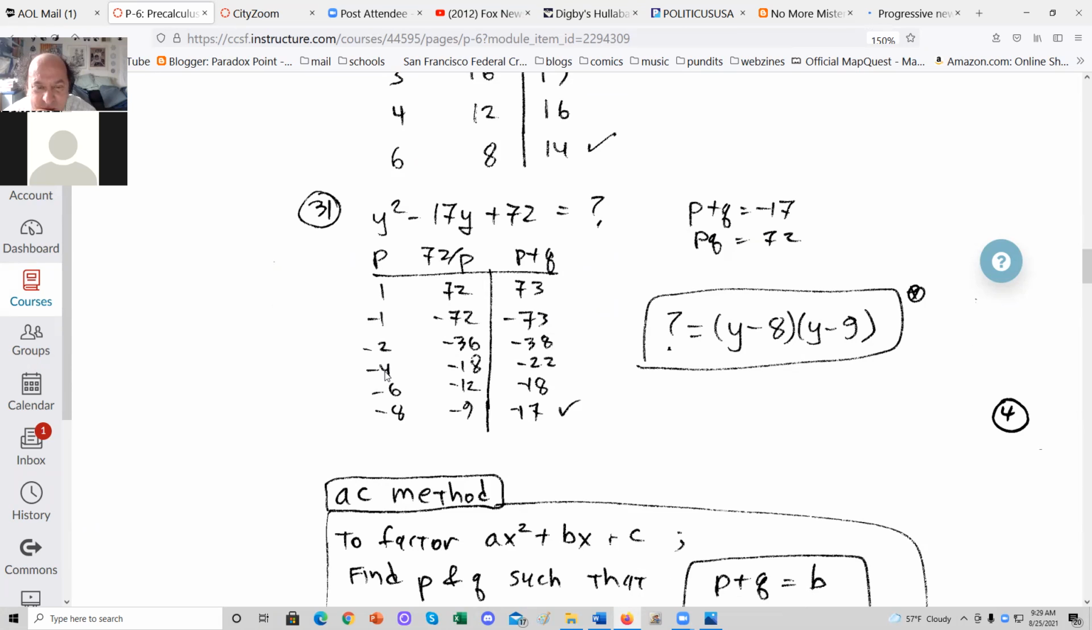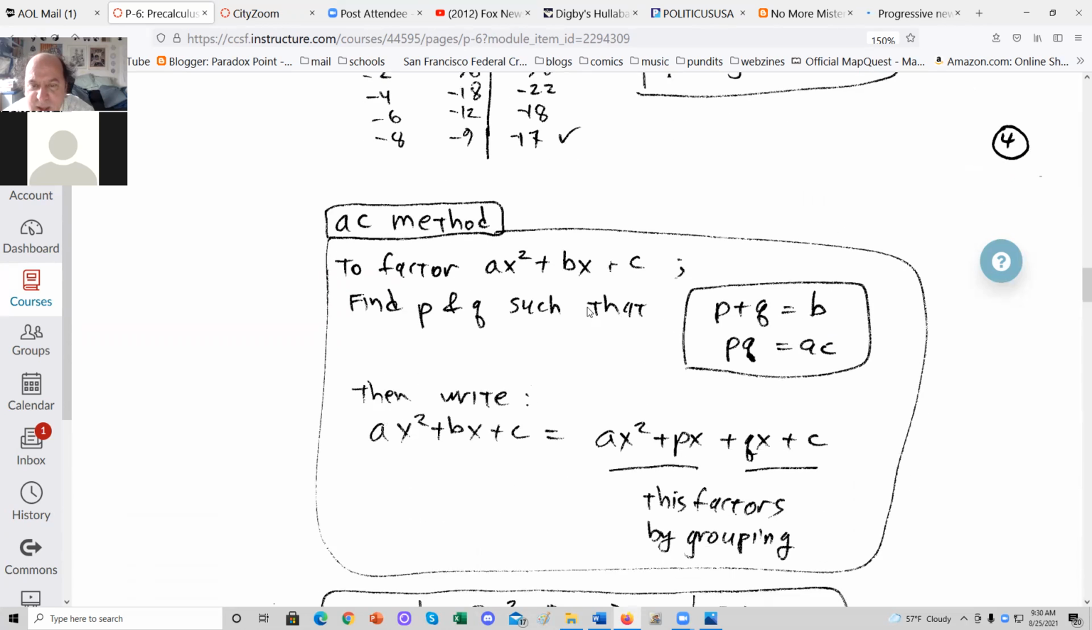If P is negative 4, then Q is negative 18. Their sum is negative 22. It's getting closer. If P is negative 6, then 72 over P is negative 12. The sum is negative 18, almost there. If P is negative 8, Q is negative 9. The sum is negative 17, which fits. So this thing equals y minus 8 times y minus 9.